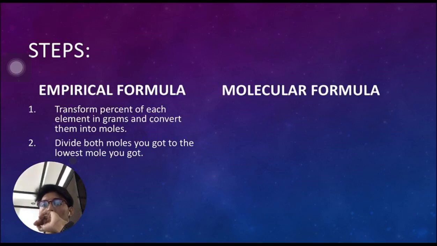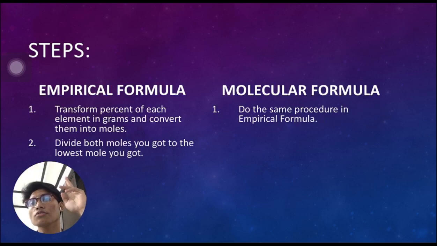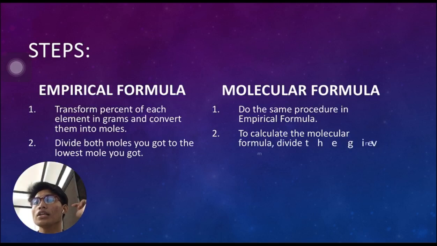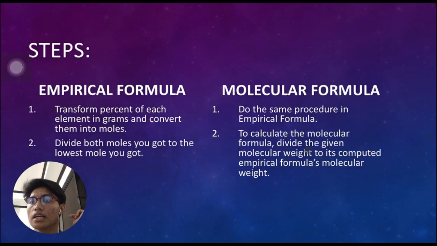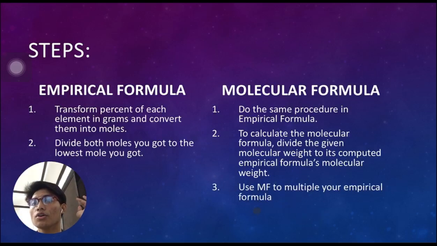Next, we have molecular formula. So, you have to do the same procedure in empirical formula, but with a twist. To calculate the molecular formula, divide the given molecular weight by the computed empirical formula's molecular weight. And that, you are going to use to multiply your empirical formula. Kasi merong iba na unfamiliar element from the empirical formula na kailangan din natin i-evaluate.